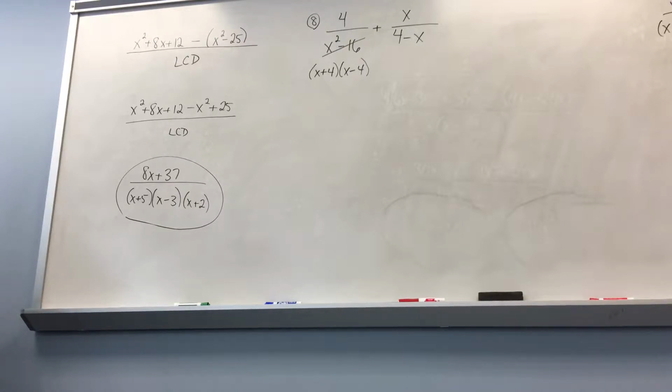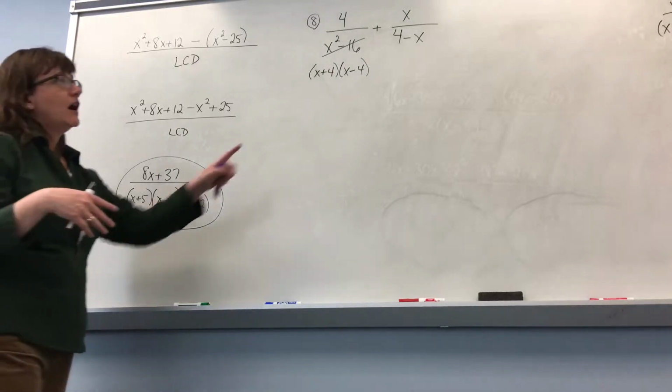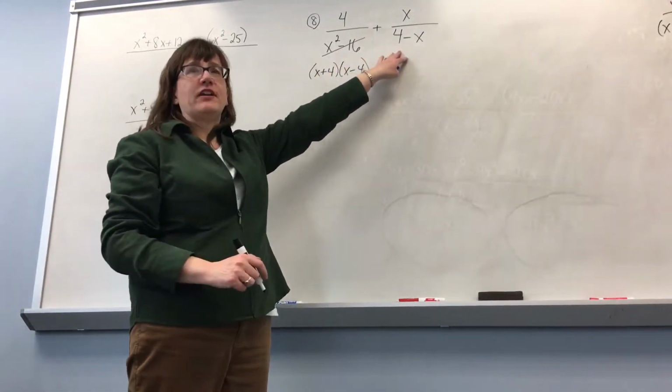Now, x minus 4 and 4 minus x look suspiciously similar, but they are not the same thing. We could choose to include both x minus 4 and 4 minus x in our LCD, but that wouldn't be the least common denominator. I'm going to factor this. I'm going to factor out the negative 1.